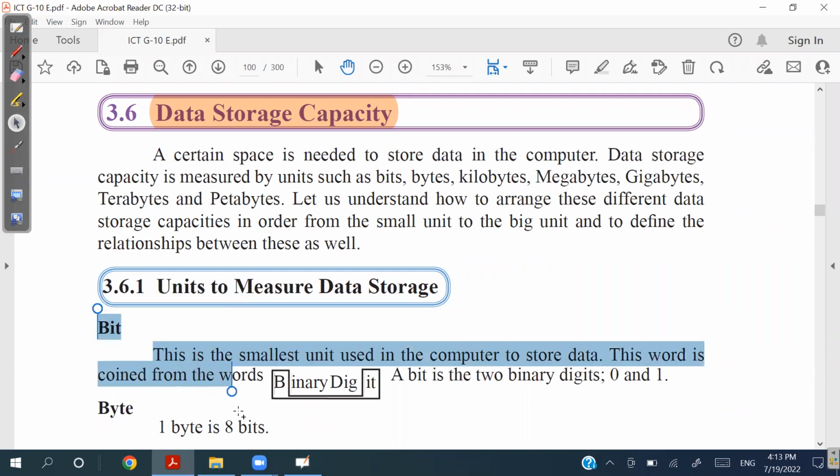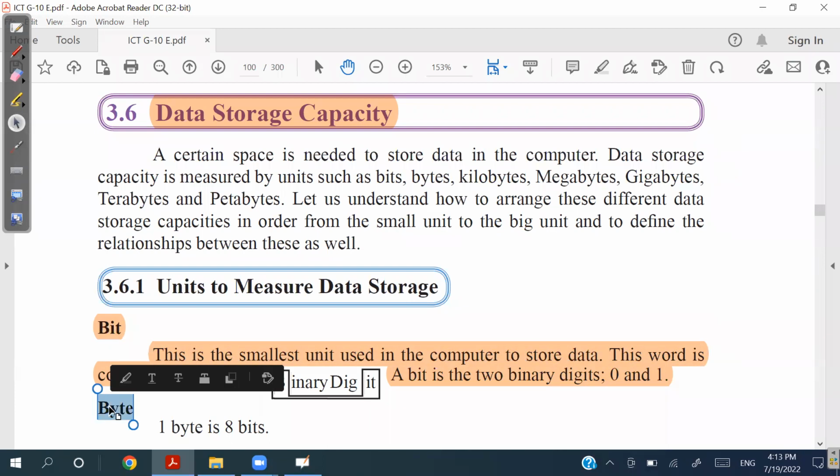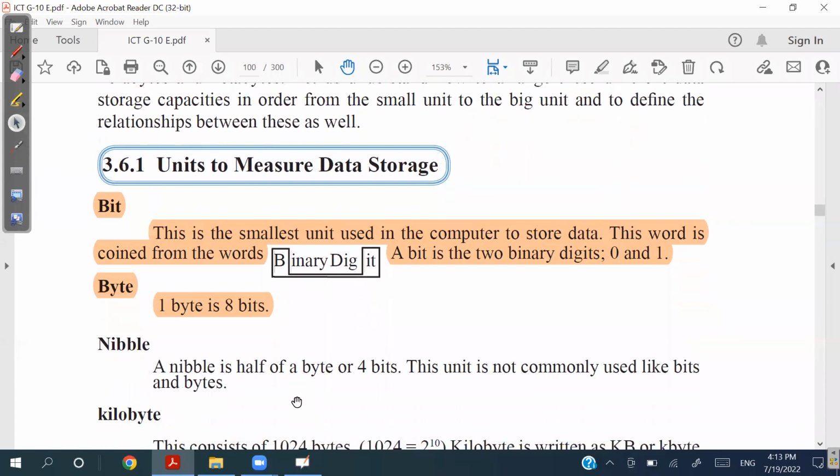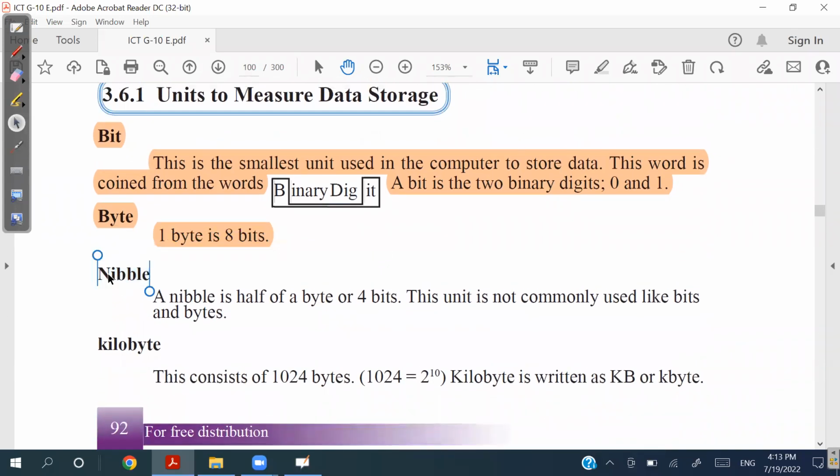And let's write about the bit, as well as the byte. And there is a forgotten unit. Forgotten unit means we are not using it now, which is called the nibble. All right, we write about that as well. Then we'll go for that observation.